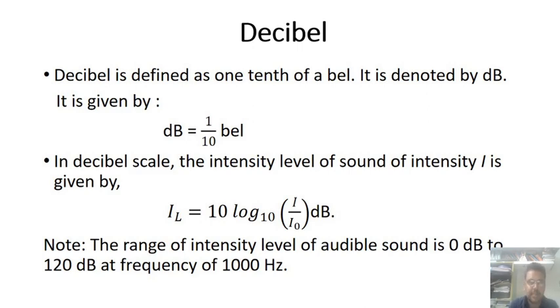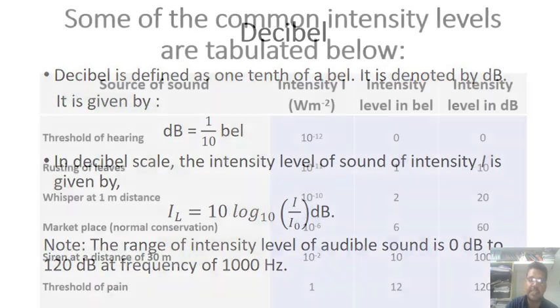Knowing this, 1 dB is equal to 1 by 10 bell. Decibel is defined as 1/10 of the bell. It is denoted by dB. On the decibel scale, the intensity level of a sound of intensity I is given by IL equals 10 log base 10 of I by I0 dB. The range of intensity level of audible sound is from 0 decibel to 120 decibel at a frequency of 1000 Hz.